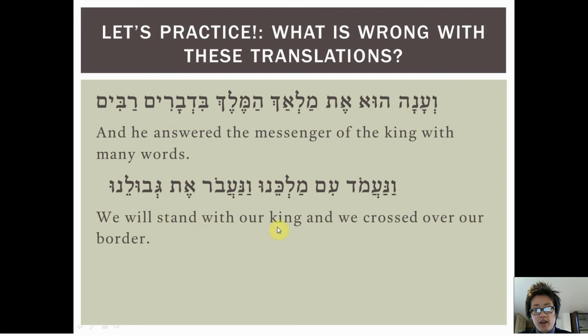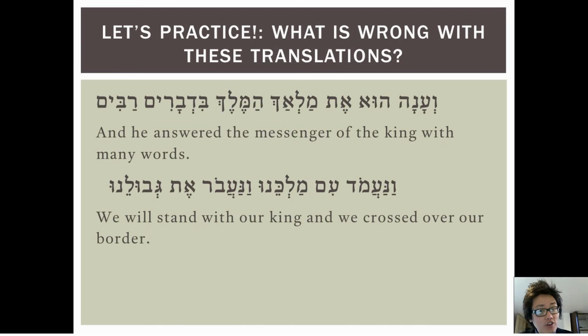We will stand with our king, and we crossed over our border. What's wrong here? Well, as you might guess, we should look at the verbs first. Here's the first verb. We have our reversing vav, and on an imperfect verb, right? The prefix here, well, let's start with the root, right? Amad. This is a root that we know very well, that we've had for a long time. It has to do with standing. And when we have that nun on the front as a prefix, we know that that has to do with us, or we are doing something.